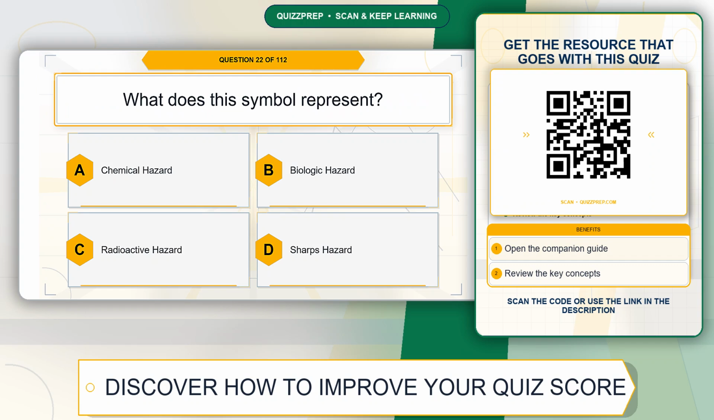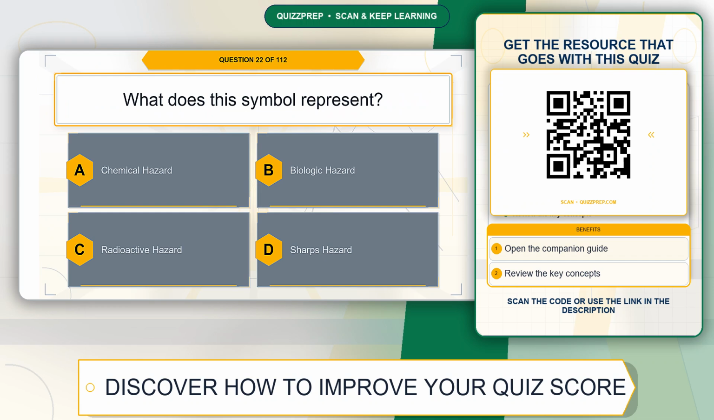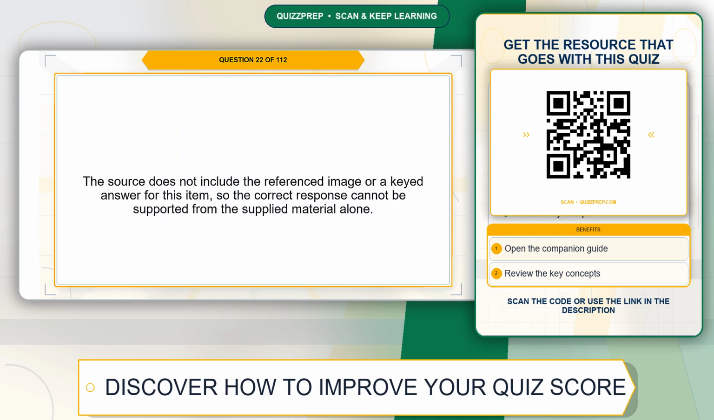Question 22. What does this symbol represent? Option A, chemical hazard. Option B, biologic hazard. Option C, radioactive hazard. Option D, sharps hazard. The correct answer is not shown. Explanation. The source does not include the referenced image or a keyed answer for this item, so the correct response cannot be supported from the supplied material alone.